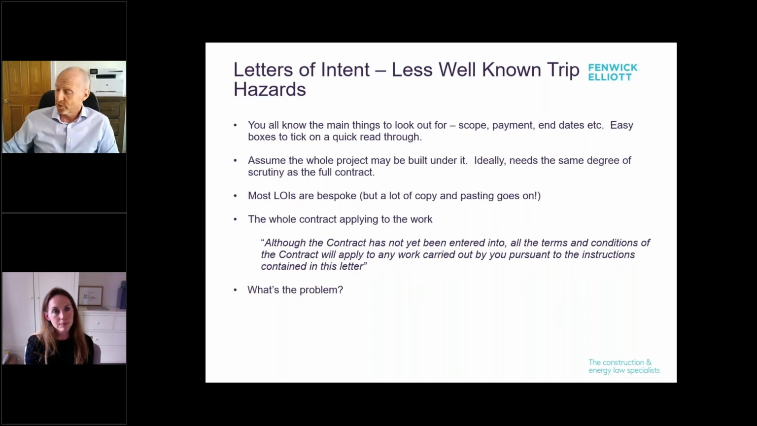The problem we've touched on, of course, is trying to get certainty. Most letters of intent are completely bespoke. There is nothing you can pull off the shelf, like a JCT letter of intent or an NEC. They can't be pulled off the shelf. So there's always an element of uncertainty because all these letters of intent say different things.